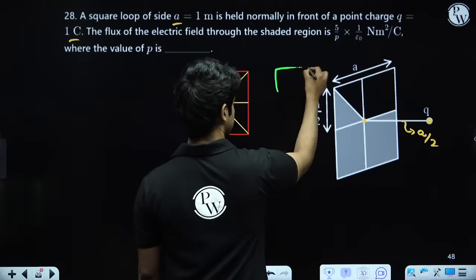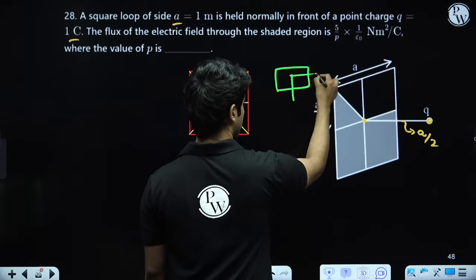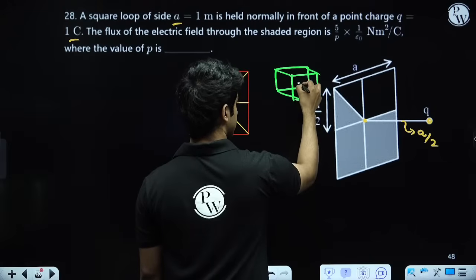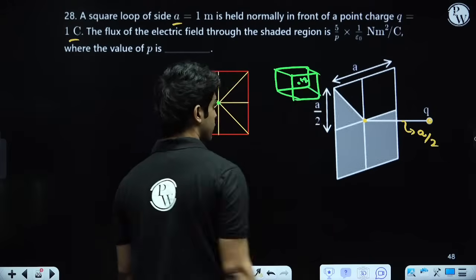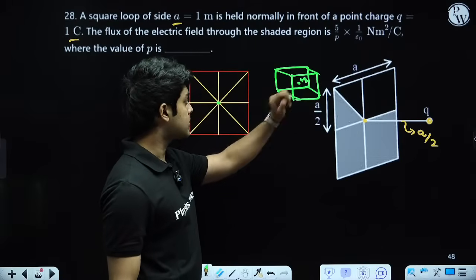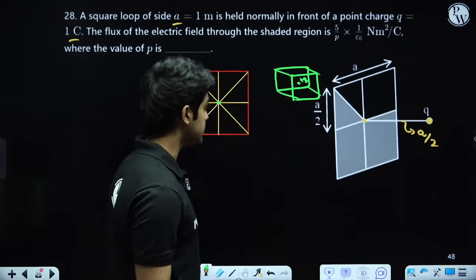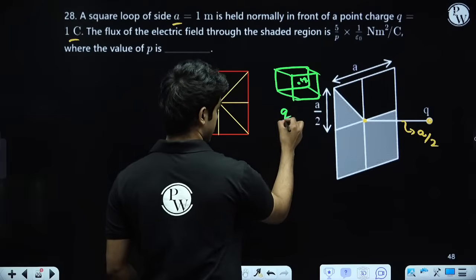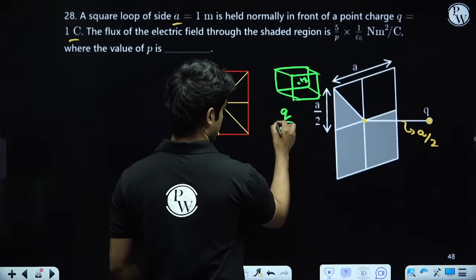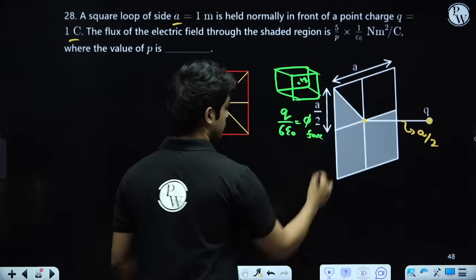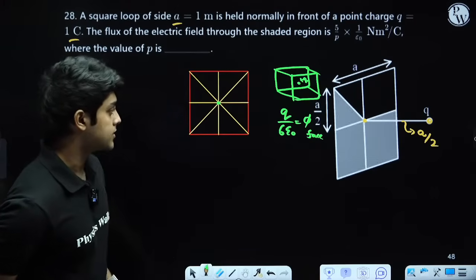having a cubical surface, right? The cube problem all of you have done, and we place a point charge plus q at the center of this cube. So everybody knows the result, that due to this point charge, the flux through one of the faces will be q by 6 epsilon naught, right? Flux through any one of the faces is q by 6 epsilon naught.